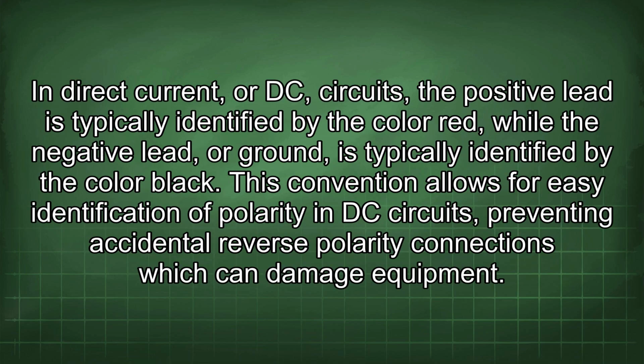In direct current, or DC, circuits, the positive lead is typically identified by the color red, while the negative lead, or ground, is typically identified by the color black. This convention allows for easy identification of polarity in DC circuits, preventing accidental reverse polarity connections which can damage equipment.